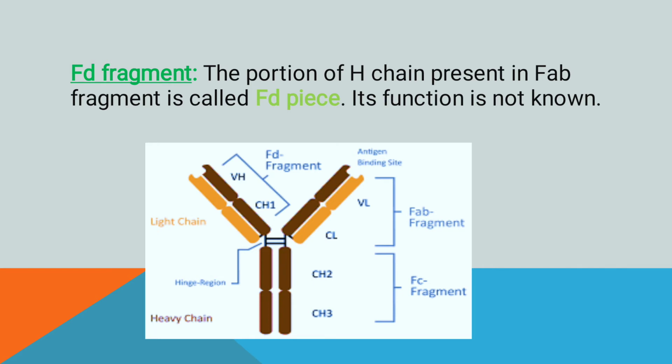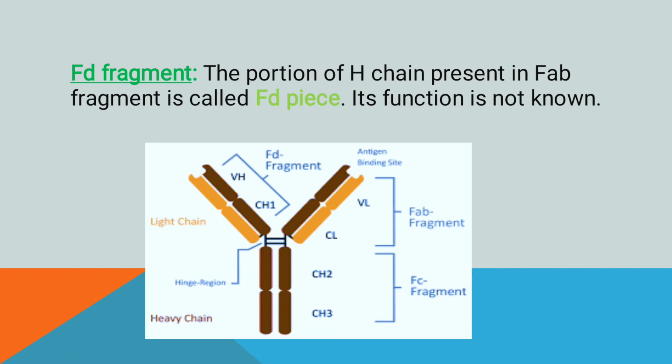Next, coming to the Fd fragment. As you can see in the figure, the Fd fragment is formed by a portion of the heavy chain. So the portion of the H chain present in the Fab fragment is called the Fd piece, and its function is not known.